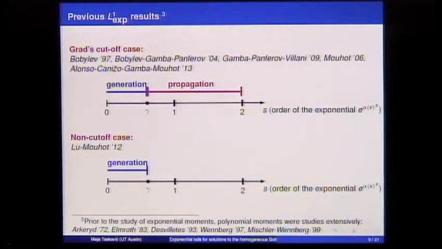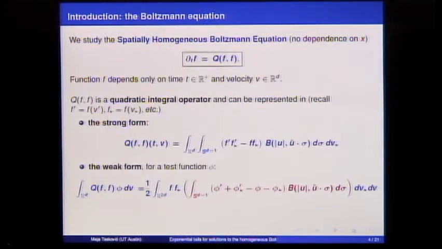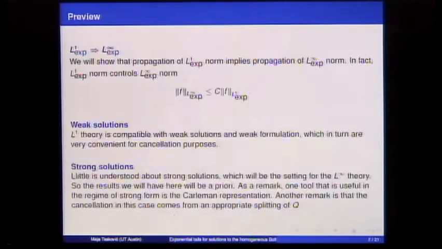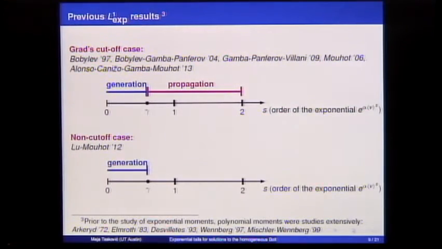And that works for the Grad cutoff case, and in the non-cutoff case, Liu and Mouhot have an analog of this generation, so they show that exponential tails of order between 0 and gamma can be generated. But there was nothing beyond that. Gamma is the potential rate, and that's a number between 0 and 1 for us. Good. So what we want to study here is what happens between gamma and 2, and whether it can be extended as far as possible.